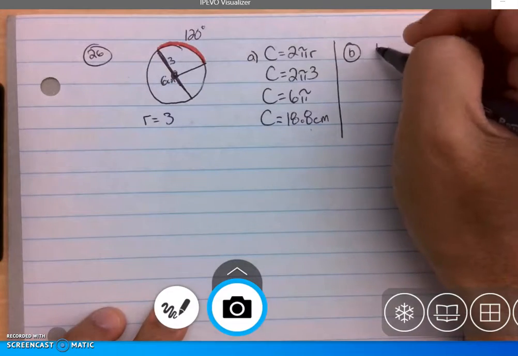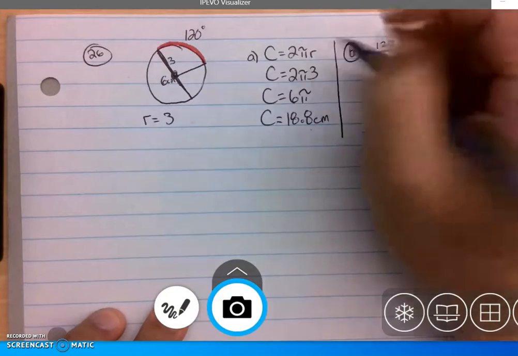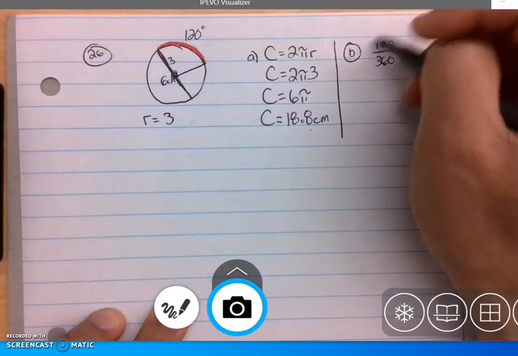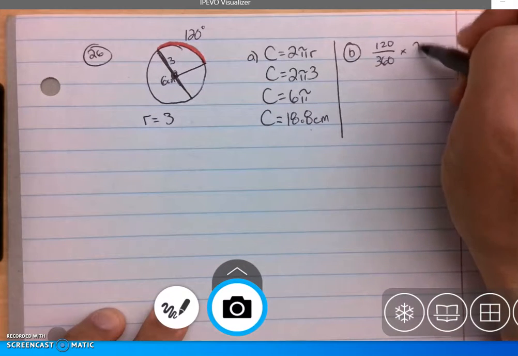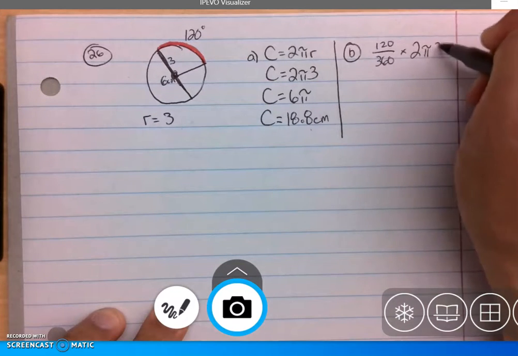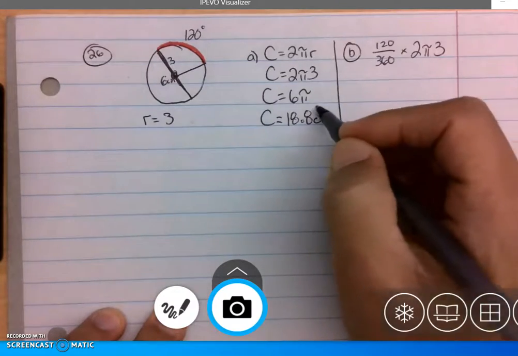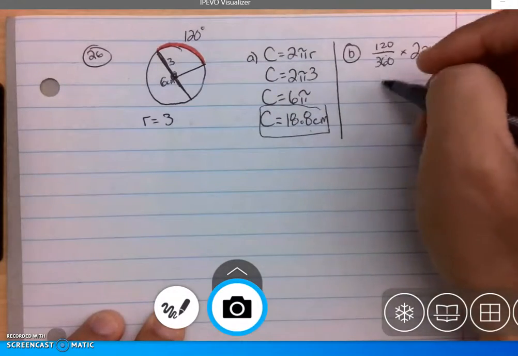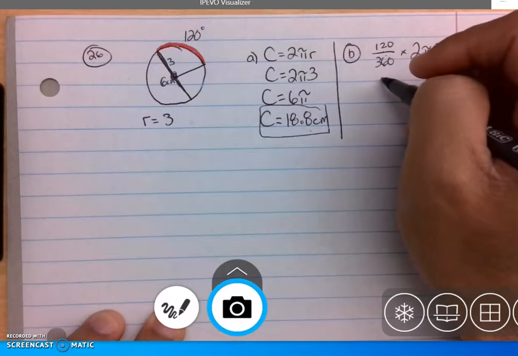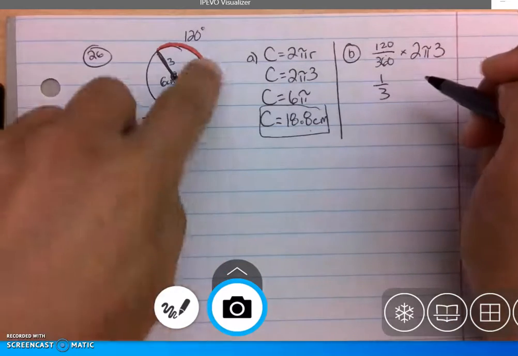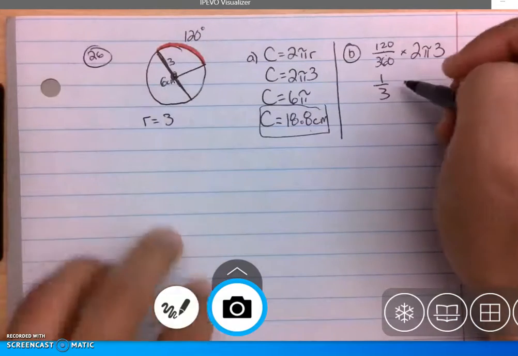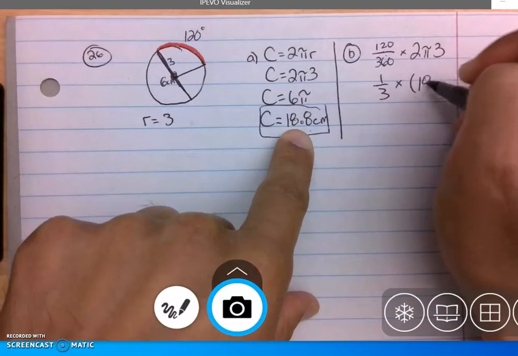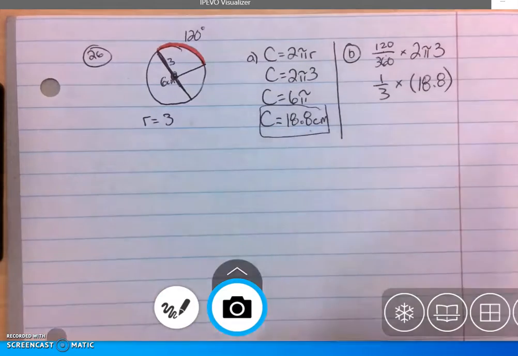The way we would do that is 120 over the entire circle. To go around a circle is 360, and we're going to take that and multiply it by the circumference, 2 pi r. Radius is 3. We already know 2 pi r is 18.8. So let's take a look at this fraction. 120 divided by 360 is 1/3. So 1/3 of the circle is this red arc. And then, again, this is the circumference number, multiply 18.8 by 1/3.